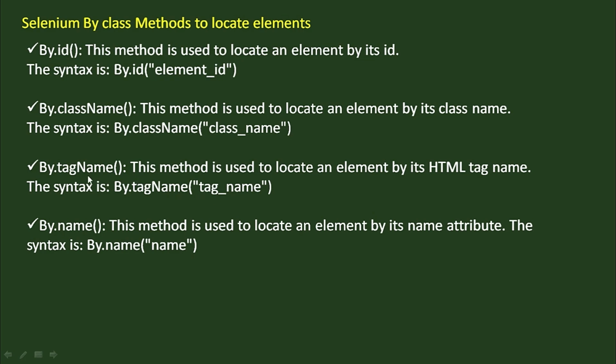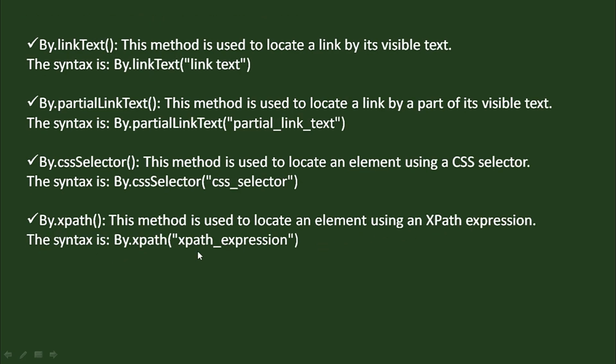Same for the tag name. If you are writing the locator with the tag name, you need to provide the tag name: By.tagName. Tag name doesn't have any value. You need to directly provide the tag name, like the anchor a, input, select, whatever comes after the less than sign. Then By.name: this is the method to locate an element by its name attribute. And this is the syntax.